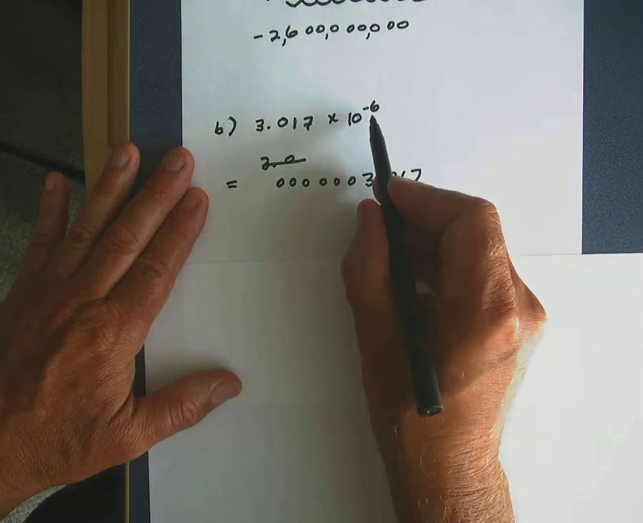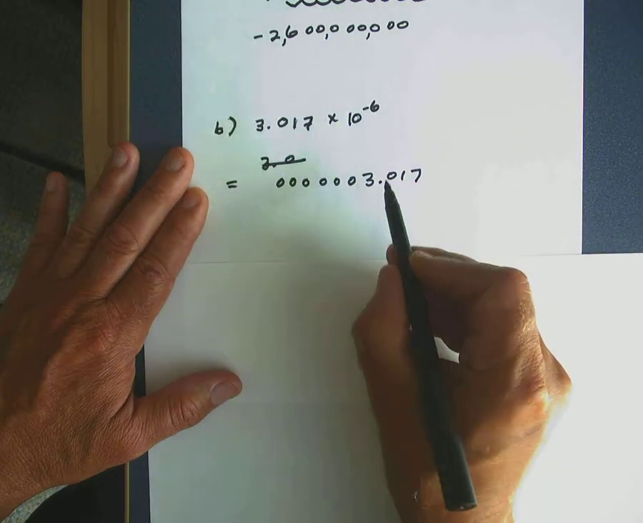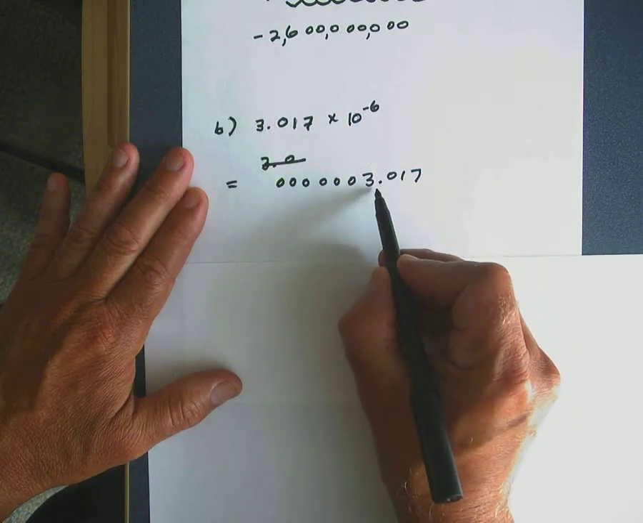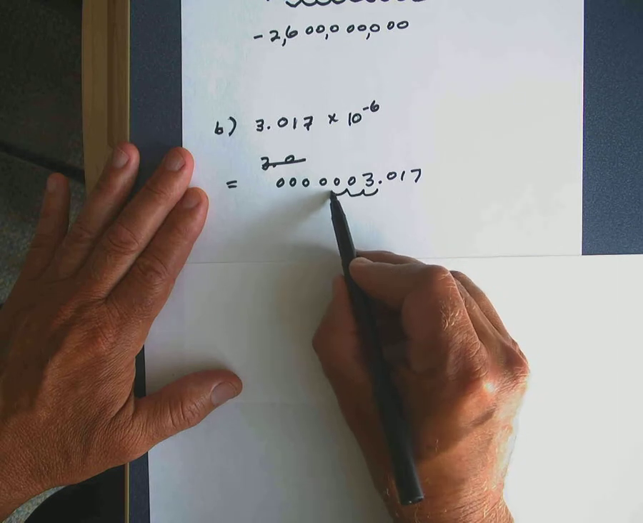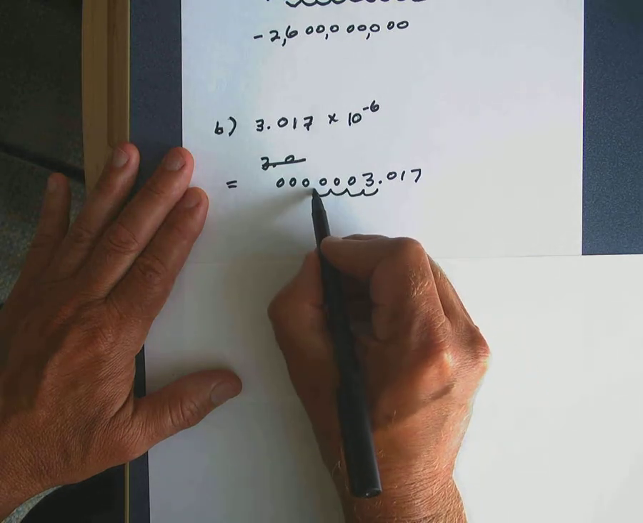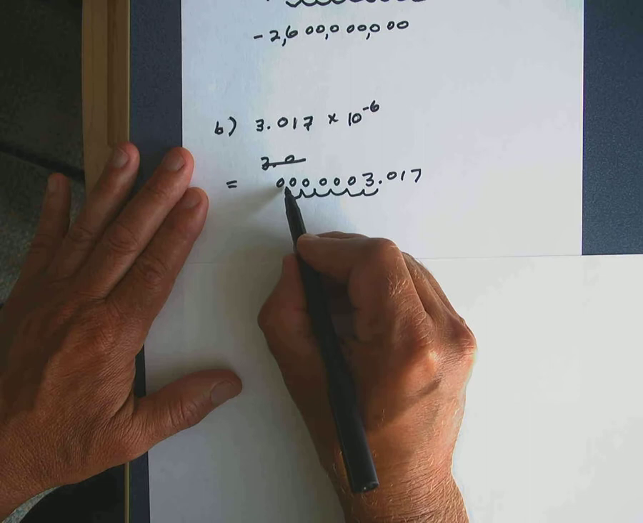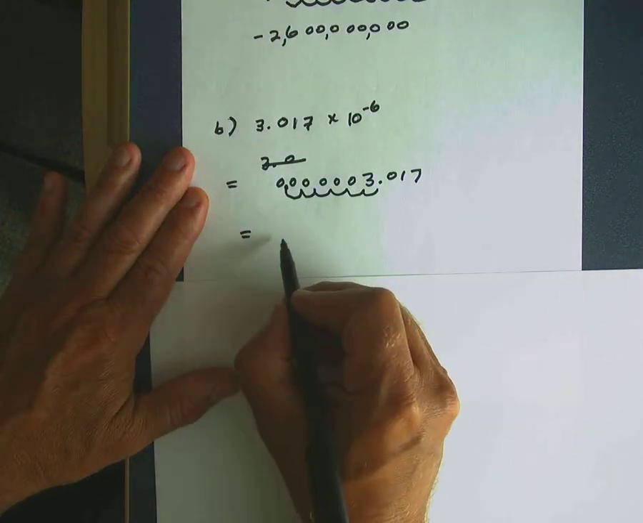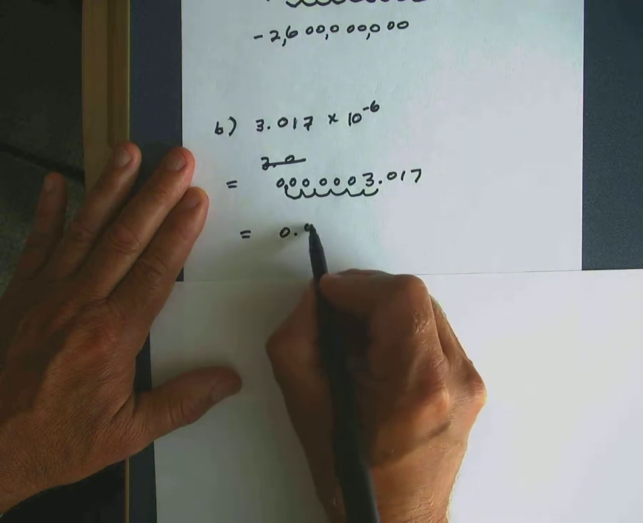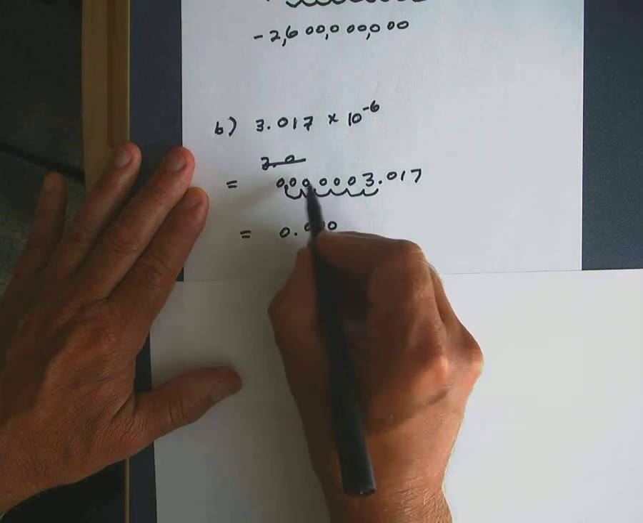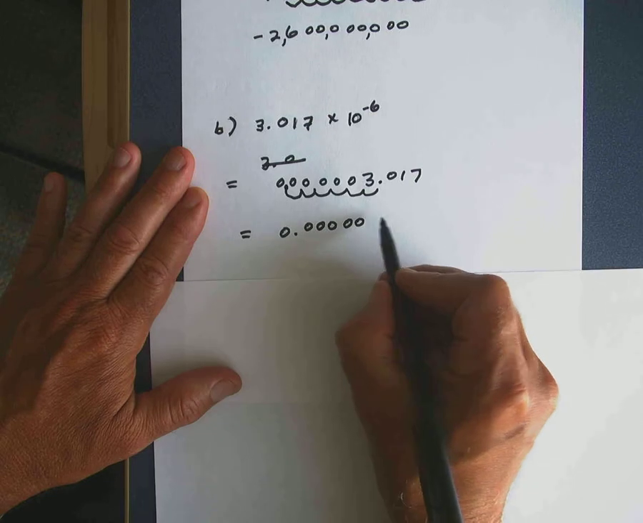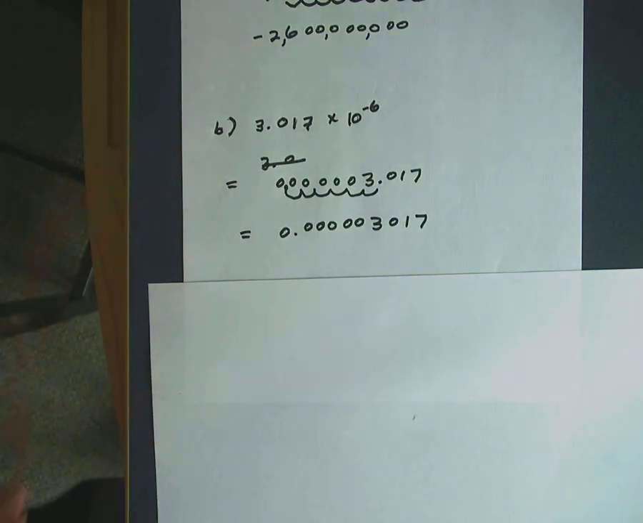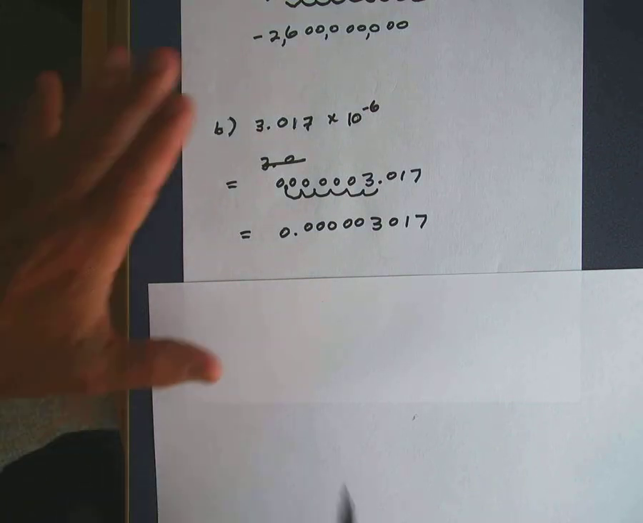And then let's move the decimal point. For every time you multiply by a power of negative 1, we have 6 of them, you're going to move it one place to the left. So here's 1, 2, 3, 4, 5, 6. So this is where the decimal point will end up. Let's rewrite the number. We get 0.000, 1, 2, 3, 4, 5, 3, 0, 1, 7. So that would be the result in decimal form.